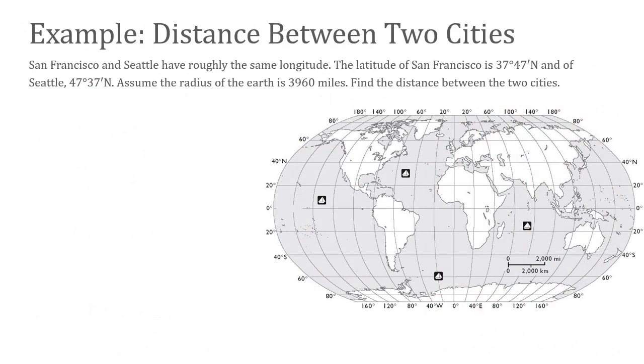Now let's take a look at another application of arc length. San Francisco and Seattle have roughly the same longitude. The latitude of San Francisco is 37 degrees, 47 minutes north, and for Seattle, 47 degrees, 37 minutes north. Assume that the radius of the Earth is 3,960 miles. Find the distance between the two cities.